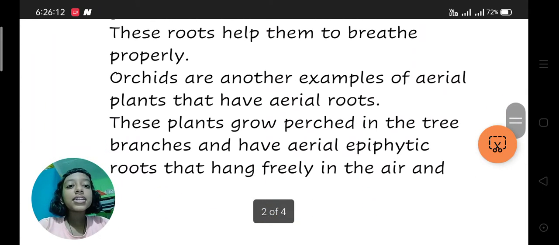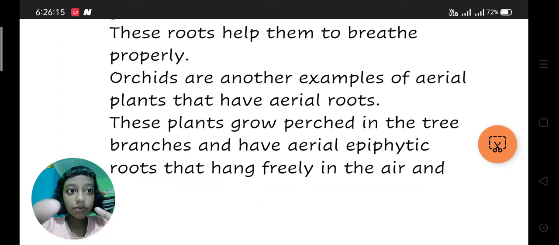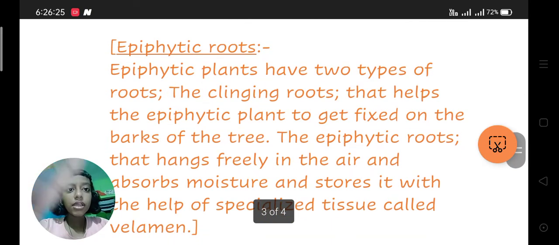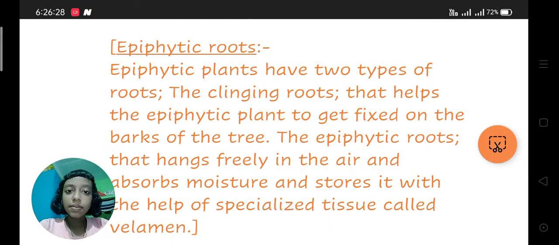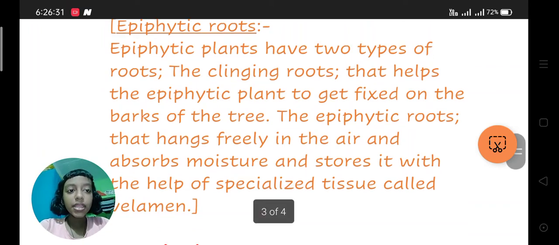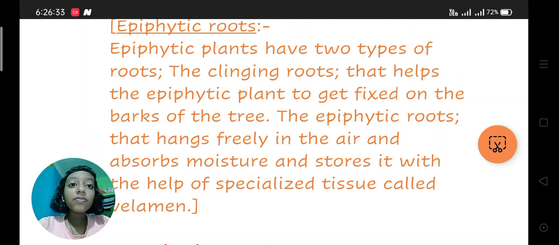See that, the roots of the orchids, these plants also perch on the tree branches. Now we will learn about epiphytic roots, then we will go to aerial plants. Epiphytic plants have two types of roots. Clinging roots that help the epiphytic plant to get fixed, and epiphytic roots that hang freely in the air and absorb moisture and store it.